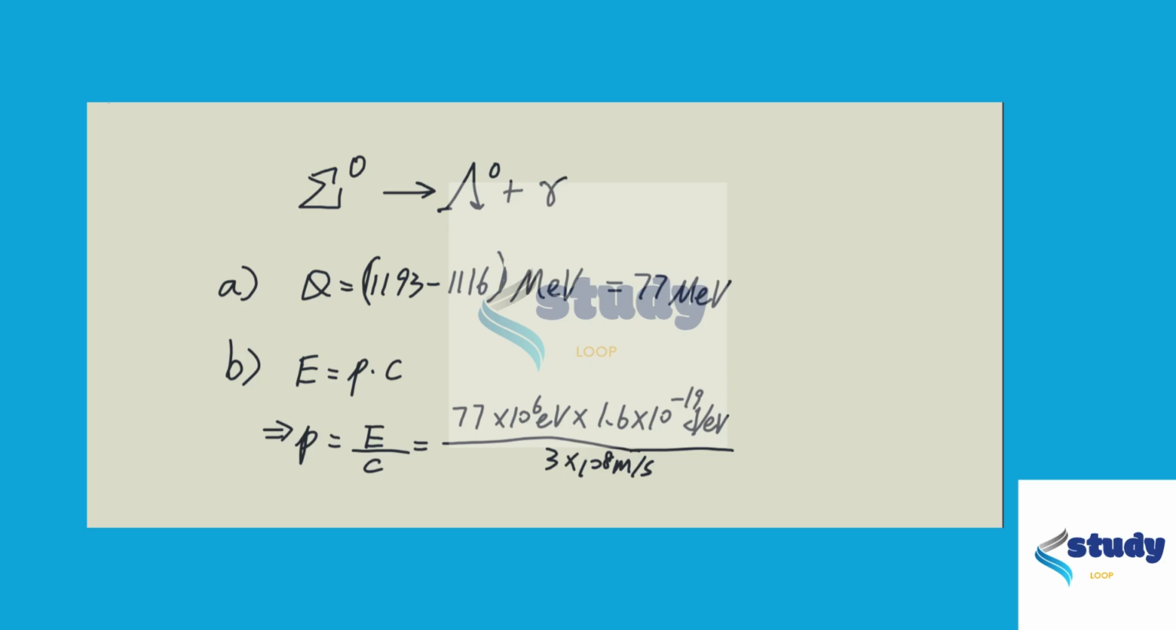So if we calculate like this, we will get 4.1 times 10 to the negative 20 kilogram meters per second. This is going to be the momentum of the photon in this case.